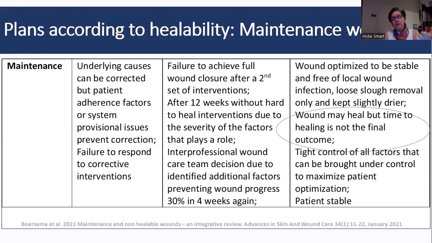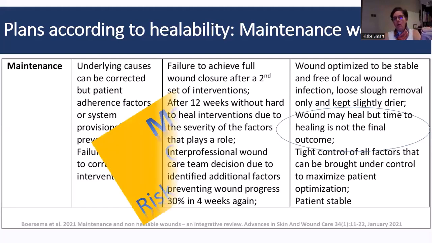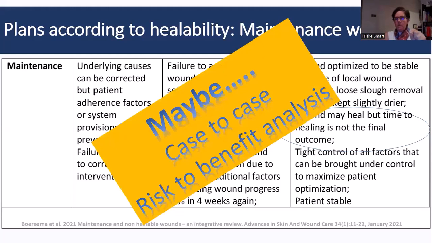Even in our maintenance wounds, those wounds we need to keep stable until we can get all of the system issues or the patient cause issues under control. They do heal over time. Maybe we can apply it, but most often in this category, it's also not applicable.